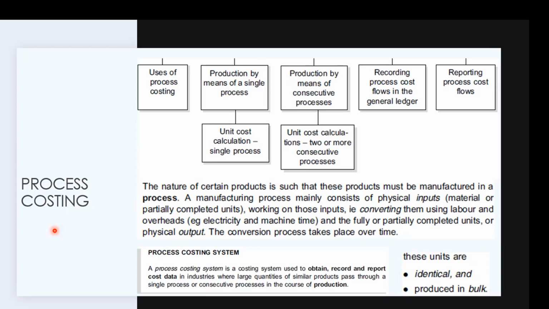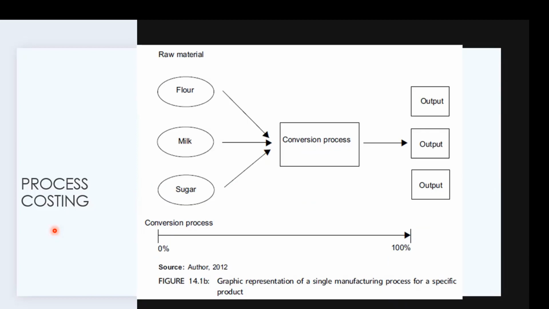The one could be the single one. How do you calculate your cost when it's a single process? And also a consecutive process, whereby there are two processes or even more involved before you get to the final product. Okay. Also we looked at the recording, you have to know your cost flows in terms of how you treat them when they get to the GLs, the general ledger. So yeah, that's process costing that we looked at.